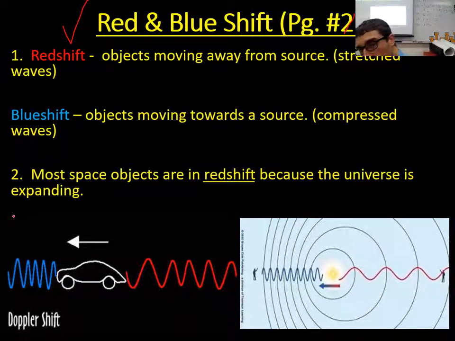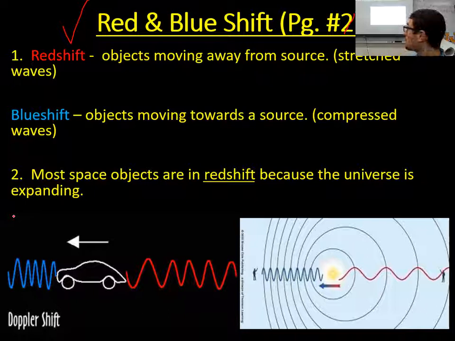Now, most stars and most galaxies we see in space are going to be red, yellow, and orange because, well, what do you know? The universe is expanding. Yes, the universe keeps growing, kind of like a bubble that's inflating as we speak. So most space objects are in redshift because of that. And over time, all the other galaxies and solar systems are drifting further and further away.